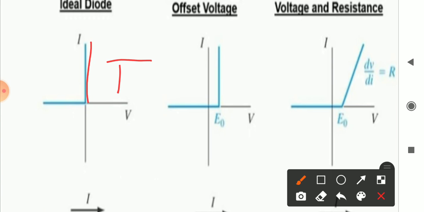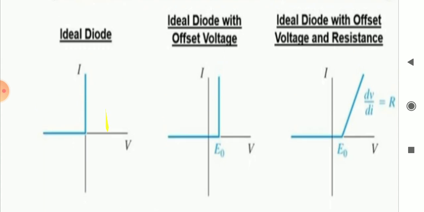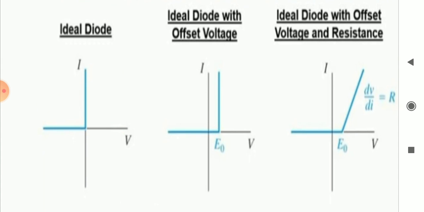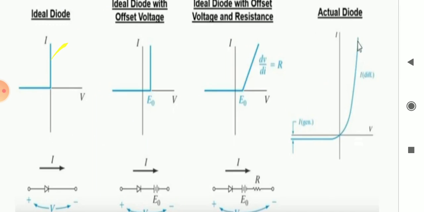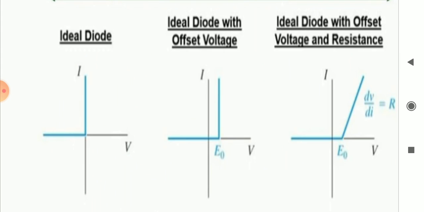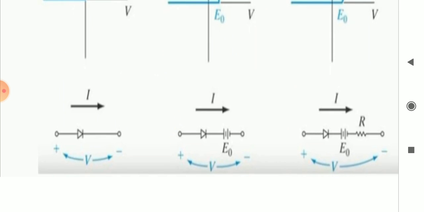So ideally there won't be any drop, there won't be any resistance, but practically it will be there. So we are considering the ideal case, and the reverse saturation current, that also we are neglecting in the reverse bias. So the reverse current is also 0, only the reverse voltage will be there. So this one is the ideal case, that is represented like this.